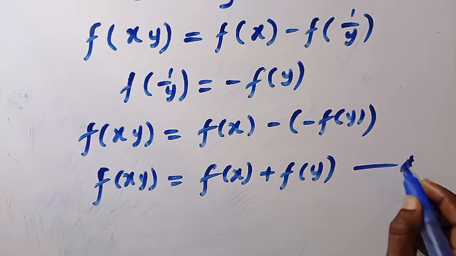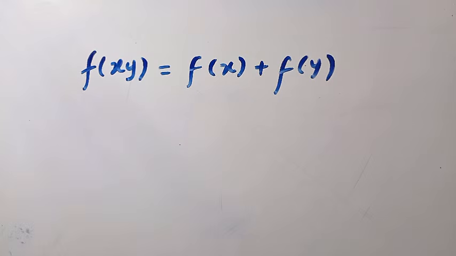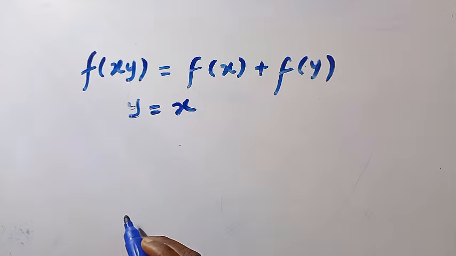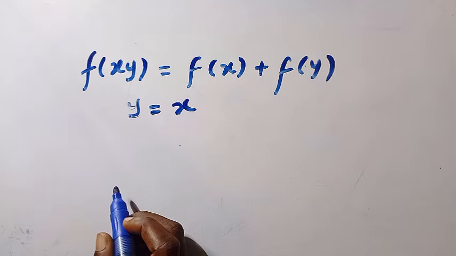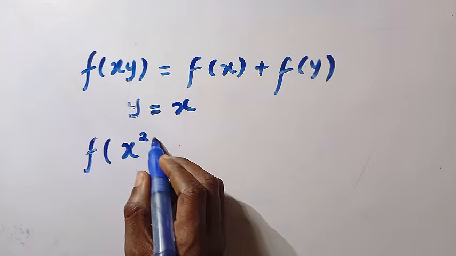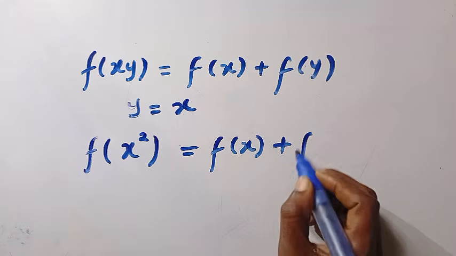This is in product form, and this is the Cauchy logarithmic equation. Let's try to solve this so that we can get the value of f of x. By solving this Cauchy equation, let's say I let y equal x, because I need to get only f of x. If y equals x, we have f of x multiplied by x, that is f of x squared, equals f of x plus f of y.